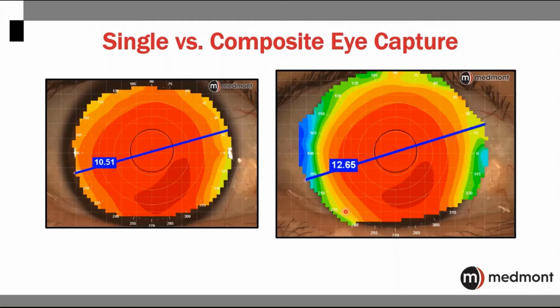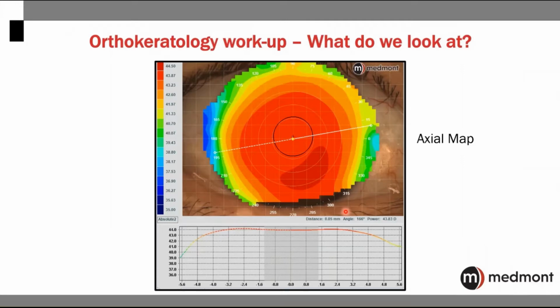And this is important related to ortho-K lenses and any large diameter lens, because we are needing a lot of that peripheral corneal information. So one of the reasons to think about a Medmont is its corneal coverage in addition to its accuracy. Now, when we're evaluating a patient before fitting, what do we look at? And one of the first things that we want to select is the axial interpretation. And that helps us to understand the powers that are distributed within the pupil.